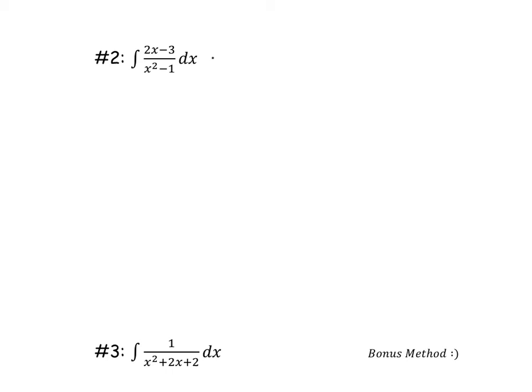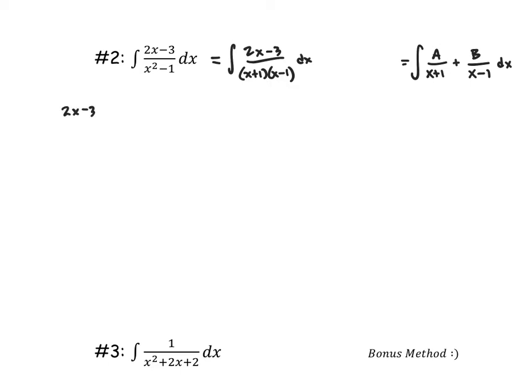Okay, let's take this first of all and factor the denominator. So I'm going to have an x plus 1 and an x minus 1. What I want to do is get this integral into the form a over x plus 1 plus b over x minus 1. All right, so I'm going to get it into that form, but I've got to decompose it in order to do so. So 2x minus 3 over x plus 1, x minus 1.